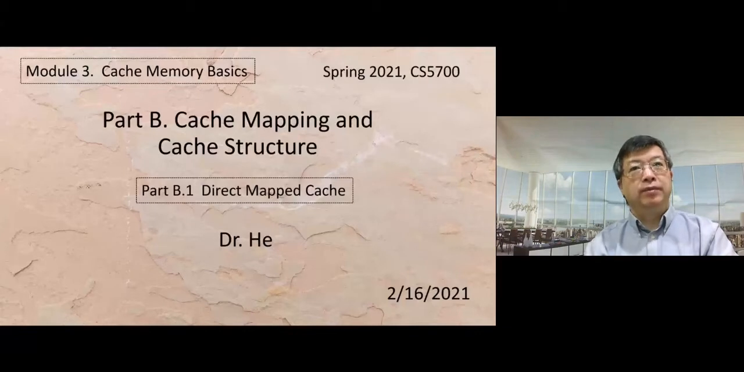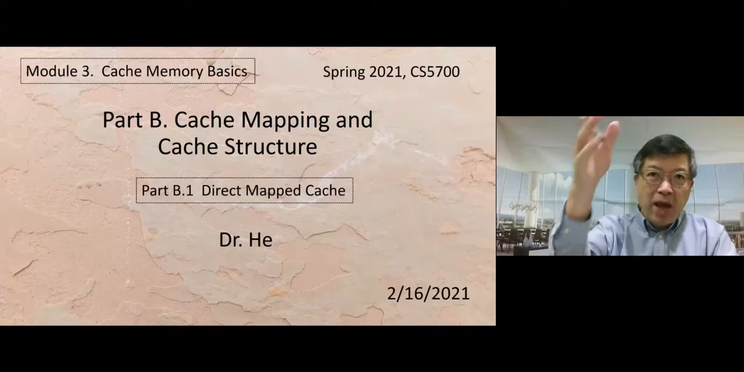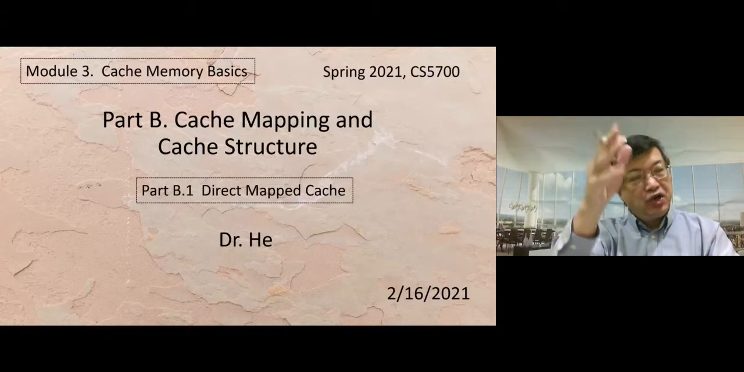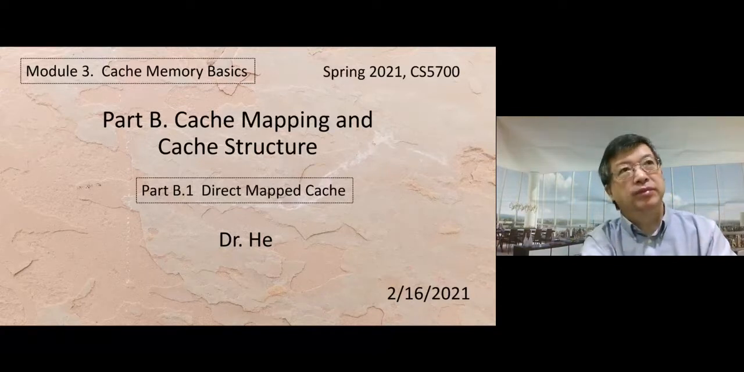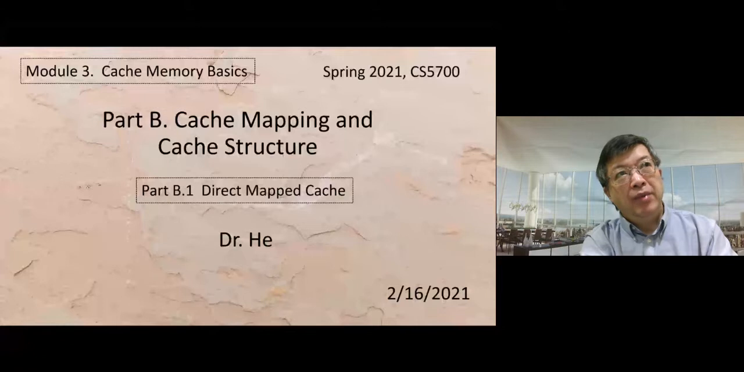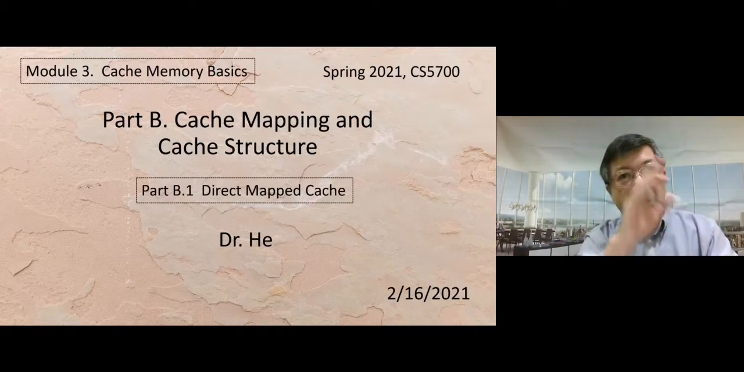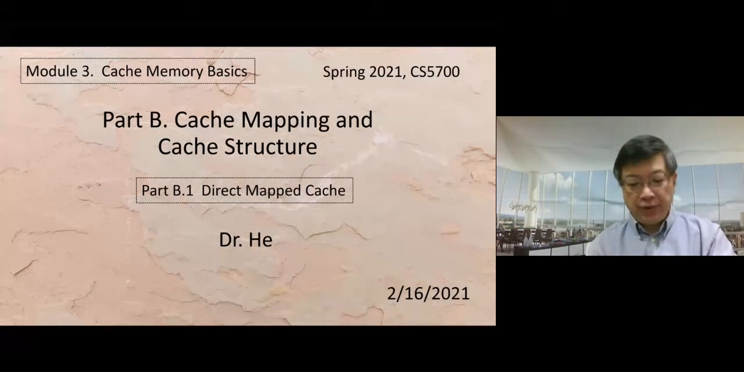Part B.1. First, we start a new part. Part B, cache mapping and cache structure. Actually, in this part, other than these two topics, we have another important one: memory access performance. That's the third topic, very important. All right, so let's start part B.1, direct mapped cache.